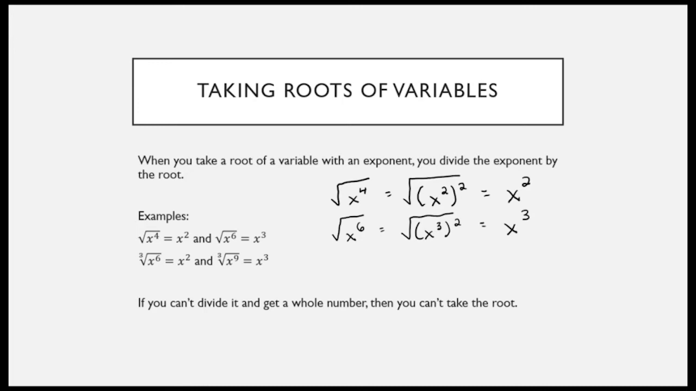And when you have a cube root, if we have that same x to the 6th, we'd want to cancel out the cube. So it's basically equal to the same thing, x cubed squared, but we just rearranged the order of the exponents. Then it cancels out the 3 on the exponent, and we're left with x squared.